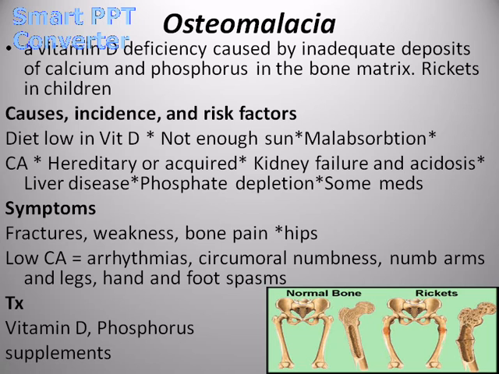There's numerous causes of osteomalacia. In children, it's called rickets, and it's caused because of low levels of vitamin D. Other conditions that may lead to osteomalacia are not enough vitamin D in the diet, maybe not enough exposure to sunlight, which produces vitamin D in the body, or maybe they have a malabsorption of vitamin D in the intestines.